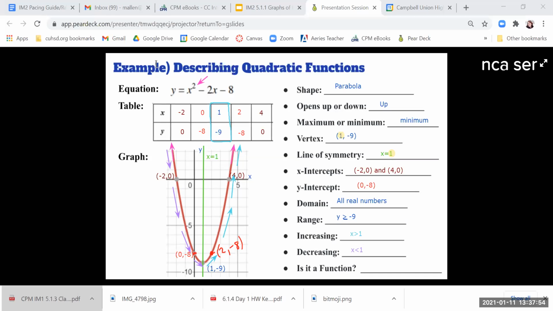Okay. And then finally, is it a function? Why, yes, it is. It does not double back over itself. All of the outputs are unique to the input. We're good. All of our opening upwards and downwards parabolas will be functions.